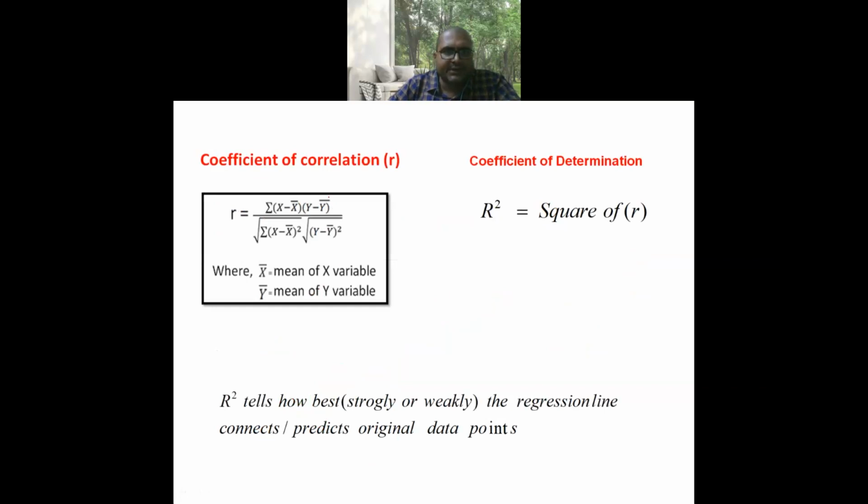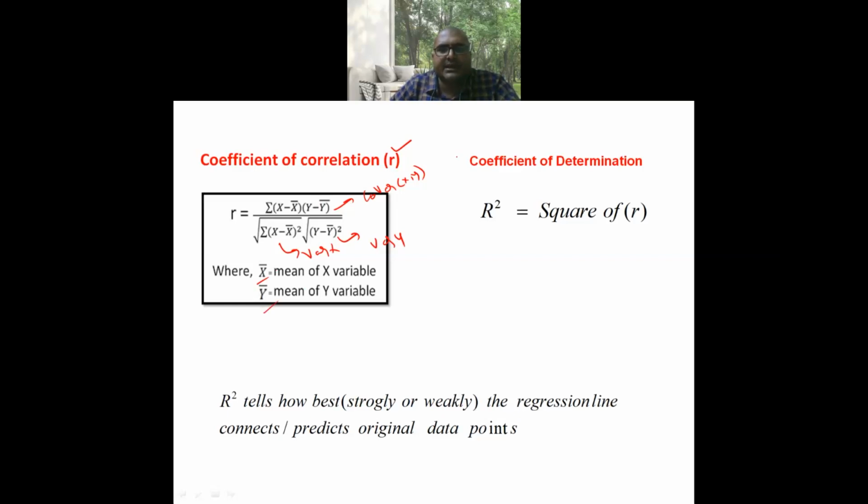Coefficient of correlation. The coefficient of correlation is given by R, and R is equal to the summation of (x minus x bar)(y minus y bar). It is the covariance of x and y, divided by the variance of x and the variance of y. Here, x bar is the mean of x, y bar is the mean of y.